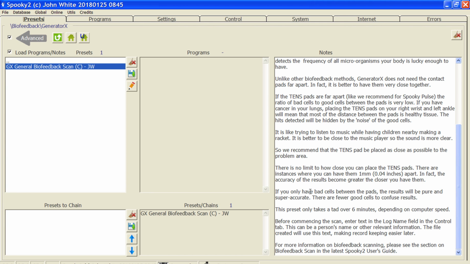You can have the pads 1 millimeter apart or even closer. In fact, the accuracy of the results becomes greater the closer you have them. The reason being, if you only have bad cells between the pads, the results will be pure and super accurate. There are fewer good cells to confuse results.